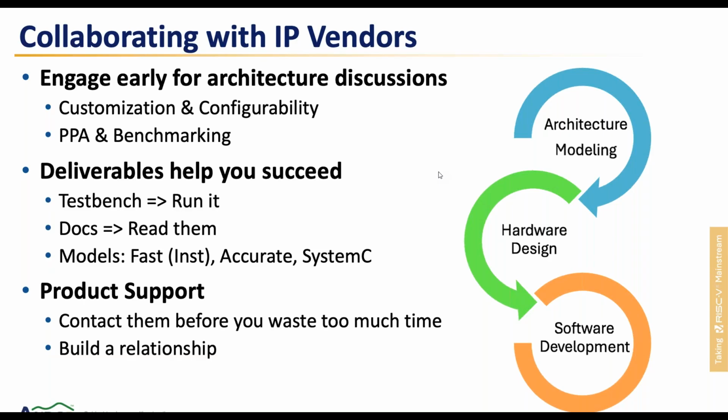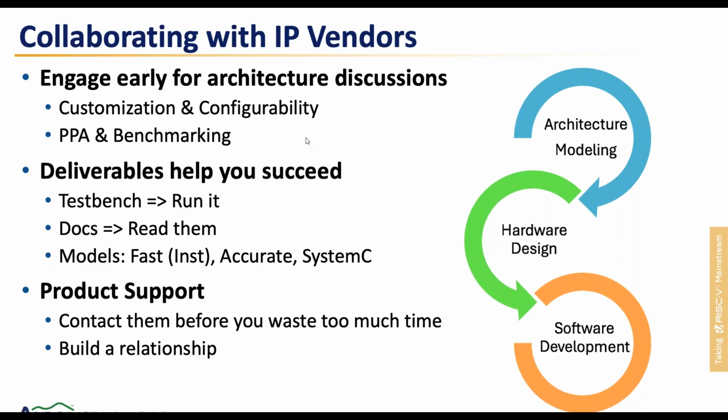I'll give a simple example. If you know that you need floating point, but you only need 32-bit floating point, can you configure the FPU in your IP to be 32-bit and not 64-bit, say? Because if you can, that's going to save you half the area of the FPU. So, can you customize it in the way that you need?